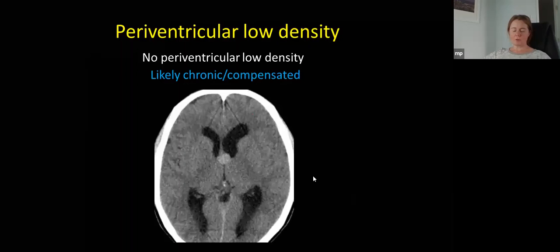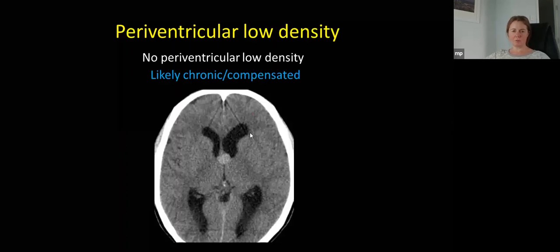So what's the next thing we're going to look at when you've got somebody with obstructive hydrocephalus, apart from sulcal pattern? We're going to look for periventricular low density. Now, in this patient, there is no periventricular low density. And this probably indicates that this patient has had this for a while and they have compensated for this. So this is not an acute obstructive hydrocephalus when there's an absence of periventricular low density.